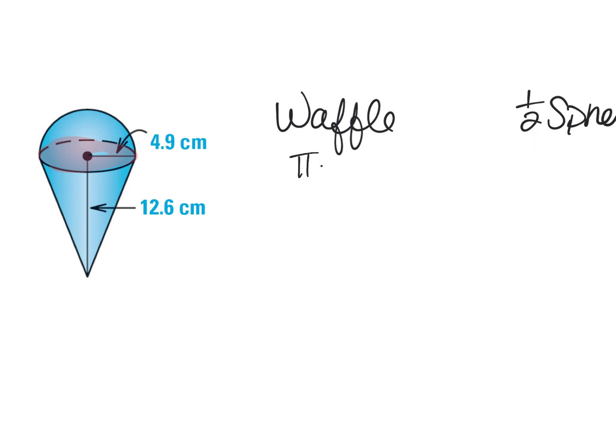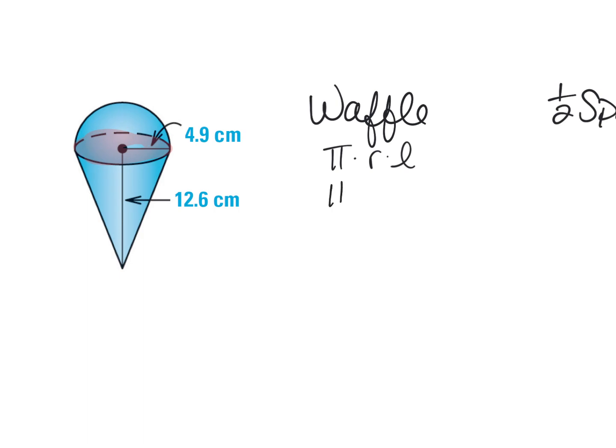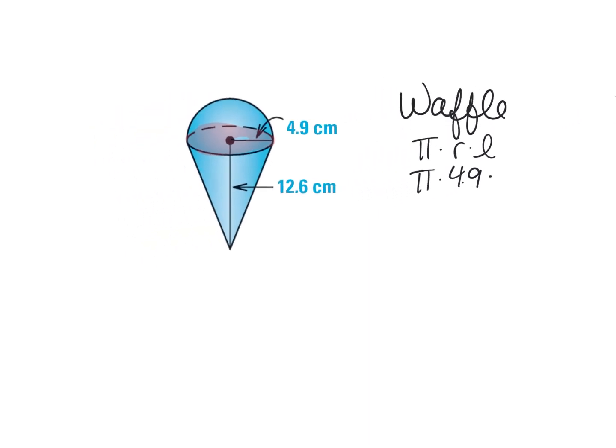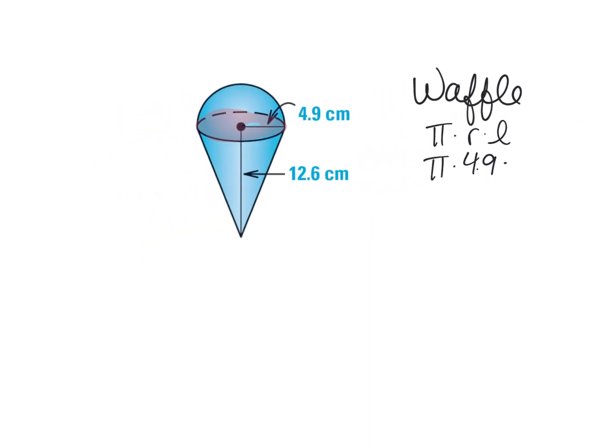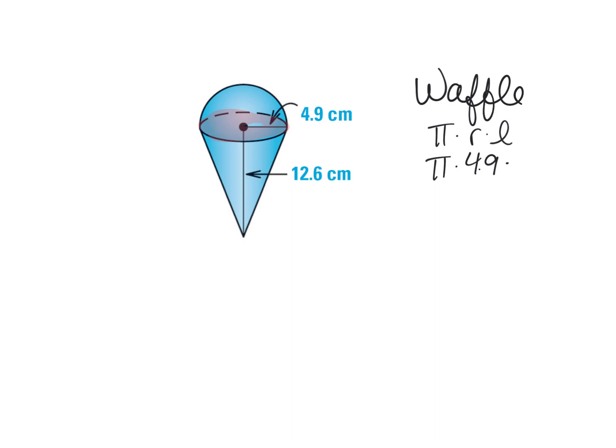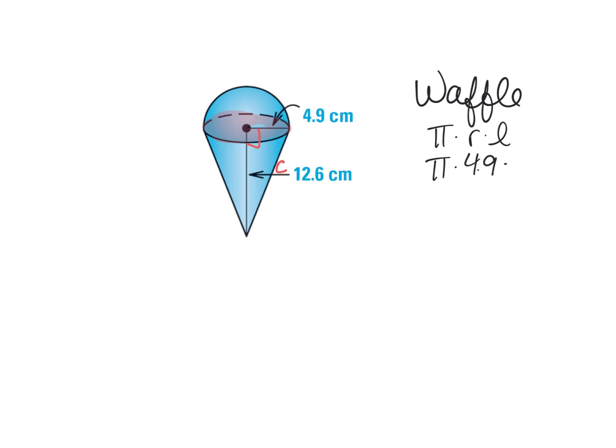So the formula for area of a waffle is pi RL. So we've got pi times our radius, which is 4.9, times our L. Oh wait, they don't give us our L. No big deal, we get to do your favorite. You thought we were gonna get through a lesson without the Pythagorean theorem. You're wrong. So we gotta find the L, the C. Okay, so let's do it.